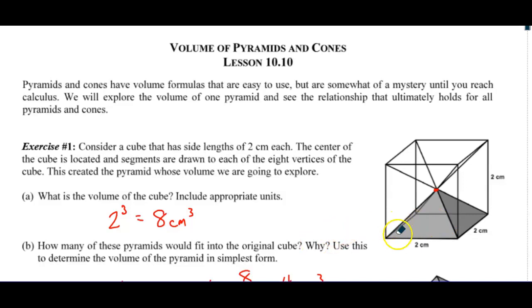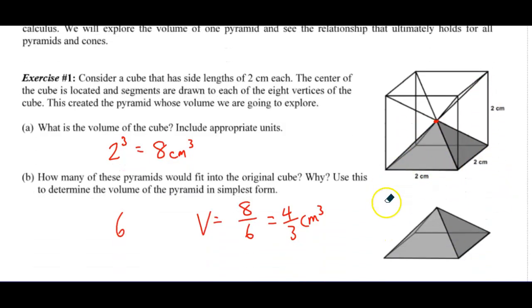Now the original cube would have been 8 cubic centimeters because it's 2 in every direction. So the base is 2 times 2, that's 4, times the height is another 2, that's 8. But we want to figure out how many of those pyramids on the bottom here would fit into the original cube. There would be 6 of them because the base of the pyramid could be drawn on any one of the 6 faces of the cube. And so there are 6 total pyramids that end up in the center.